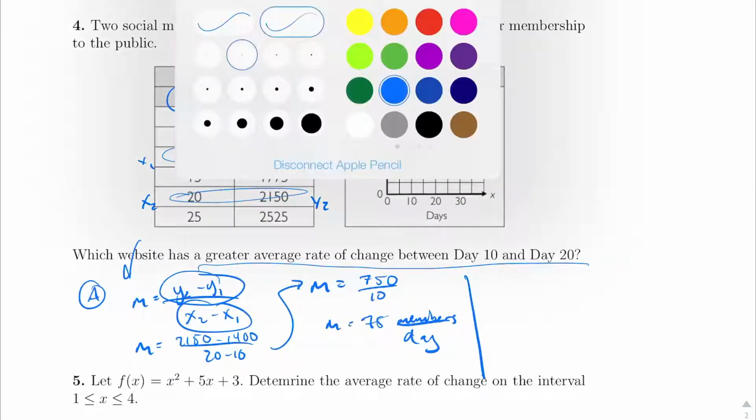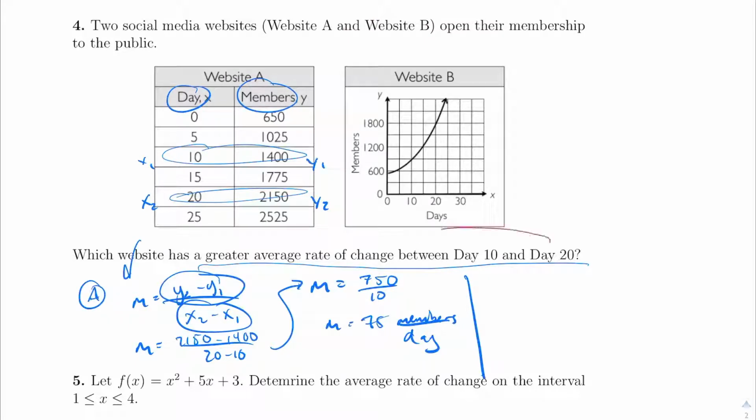All right, for website B, again, we're looking between day 10 and day 20, so day 10, day 20. All right, and the scaling is funky here, so we got to be really careful with that. If that's 600, that would be 300. So 300, 600, it's going up by 300s. That's 900, 1500, 2100, 2400. All right, so these points are 10, 900, and 20, 1800.